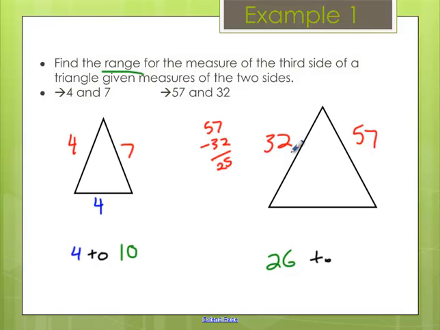So let's try the other way. That was if I found the smallest possible side. Now let's find the biggest. I'm going to take 32. I'm going to add it to 57. When you add 32 and 57, you get 89. So if I were to put 89 here, we've got to see, is that going to work? 32 plus 57 is actually equal to 89. So 89 is not going to work, but 88 will. If I try it, 32 and 57, we know add up to 89, and 89 is bigger than 88. So I have a range from 26 to 88.